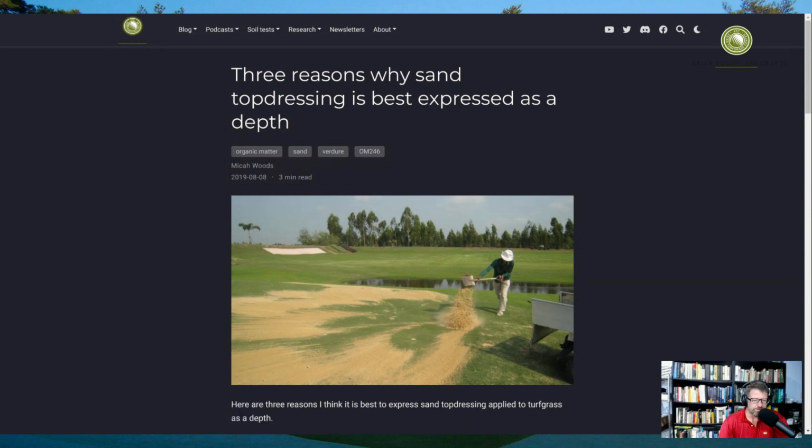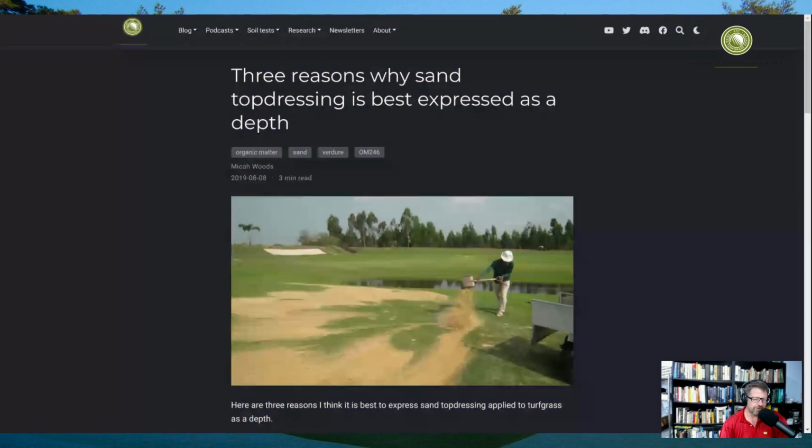Now, this is partly something that I really want to insist on, that I think this is the right way to do it, and partly it's personal preference. So as we go through this post, you will be able to decide which parts of this are applicable to everyone and which parts are Micah's personal preference. But hear me out on this for 3 reasons why sand top dressing is best expressed as a depth.